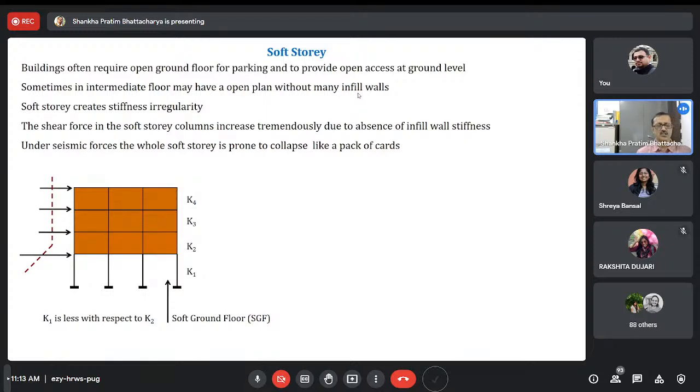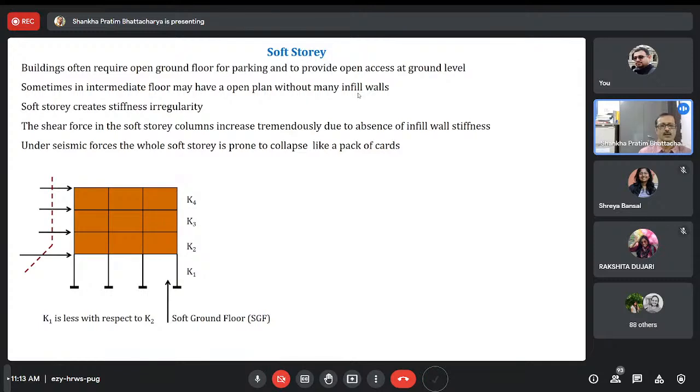Actually, see, the first jerk or first attack will come in the ground. And each floor will get some stiffness. I have written down K1, K2, K3 as the stiffness of each floor. This K1, K2, K3 will come from the stiffness of the columns and the stiffness of the walls. Both are participating. So if you do not provide any wall in the ground floor, suddenly K1 will be very less compared to K2, K3, K4.